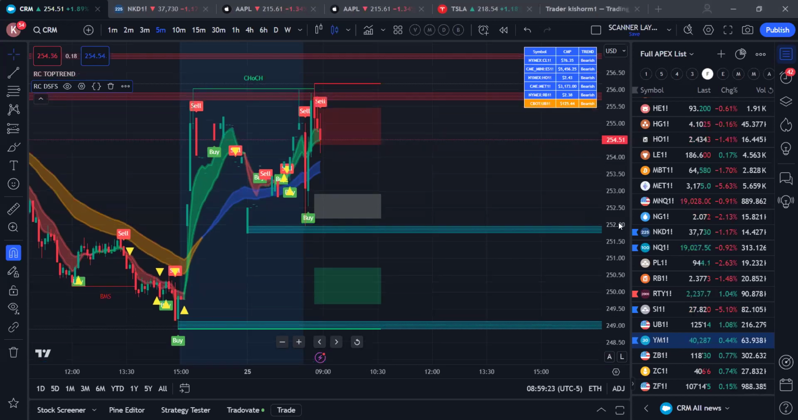So you can see that stock touched the resistance. It dropped nearly $2 from 256 to 254. It may come minimum till here or it can come all the way to the midpoint.